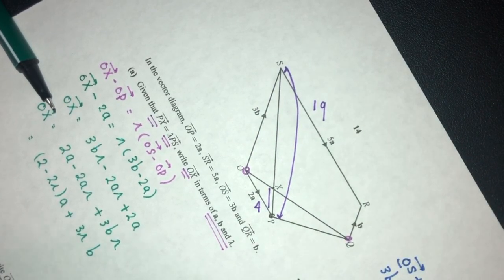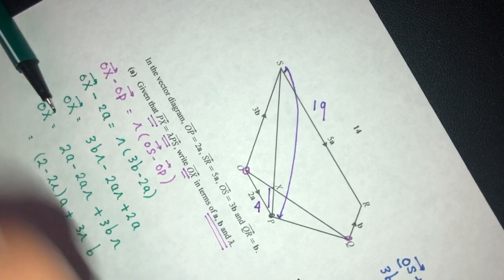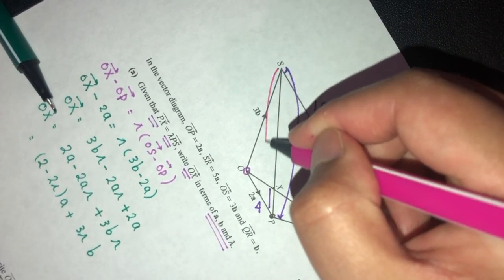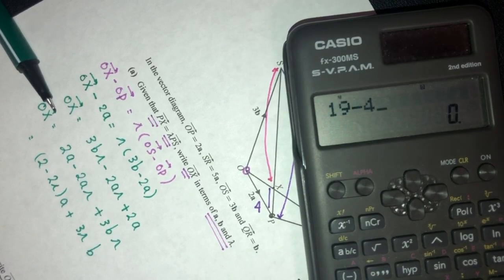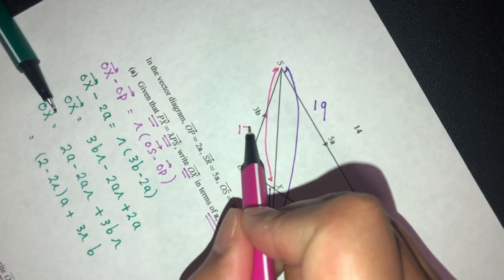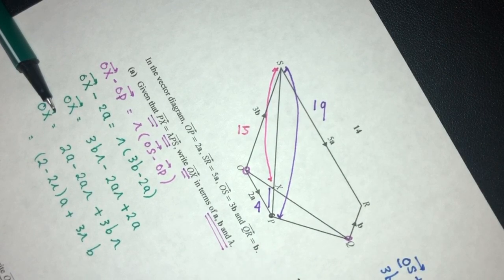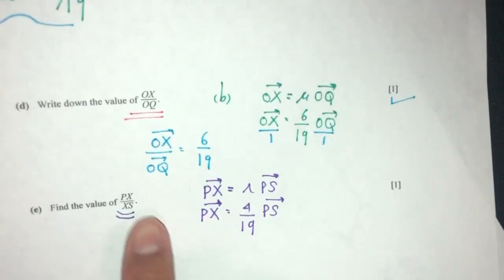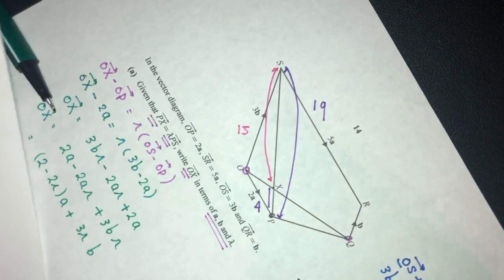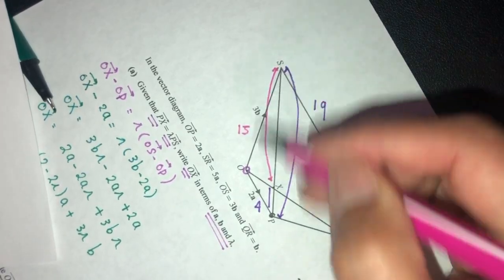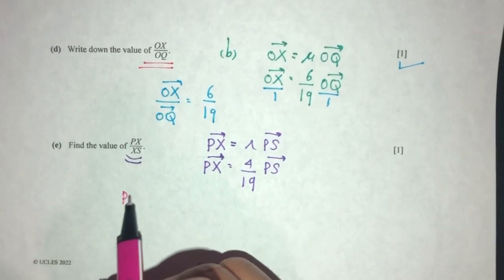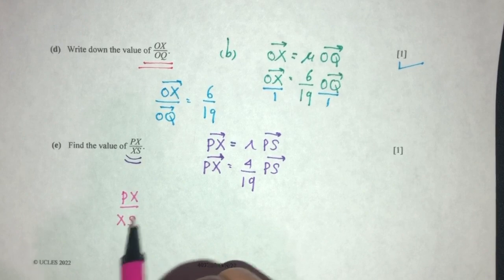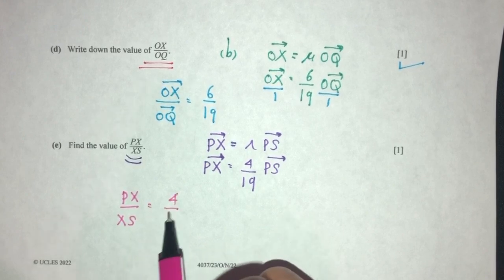In that case, you can conclude that the value of SX is what? 19 minus 4 is the value of 15. Therefore, the ratio of PX over XS, so PX is what? 4 over 15. So finally, the ratio of PX over XS will be the value of 4 over 15.